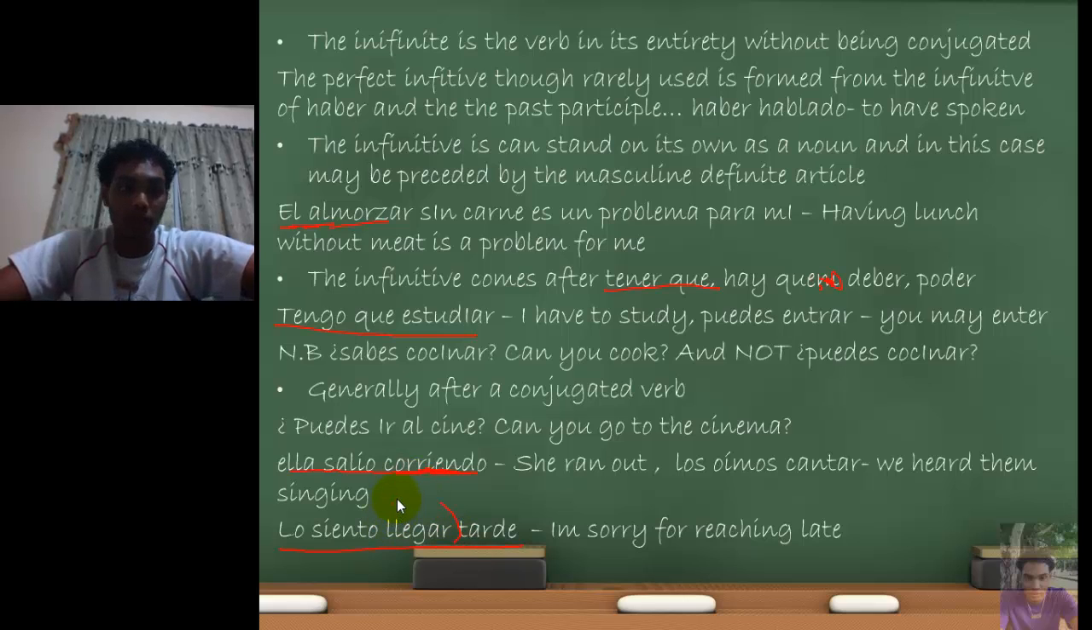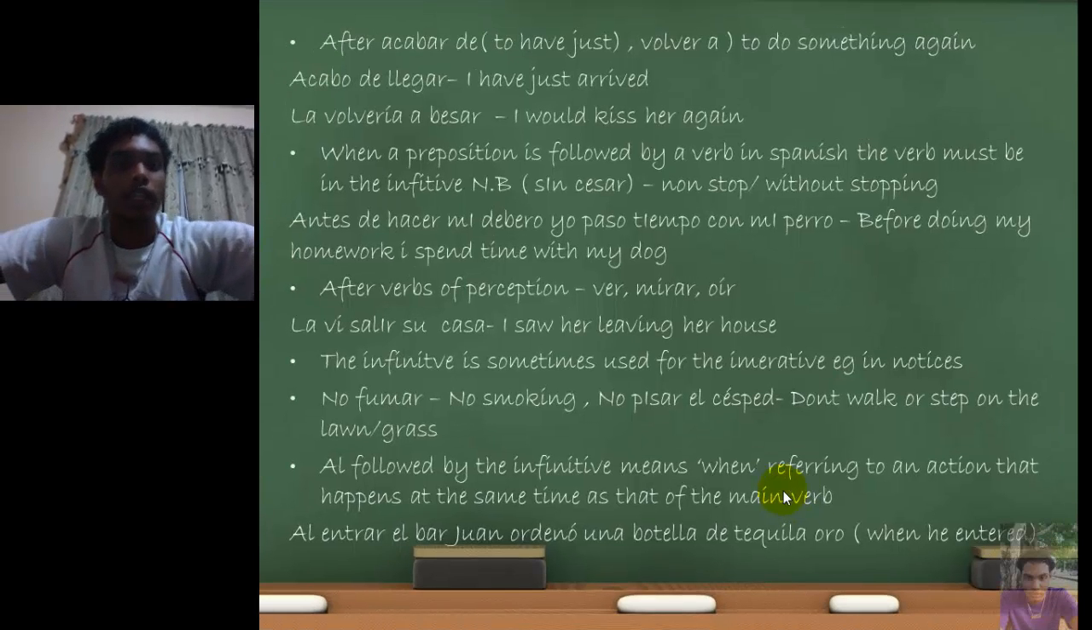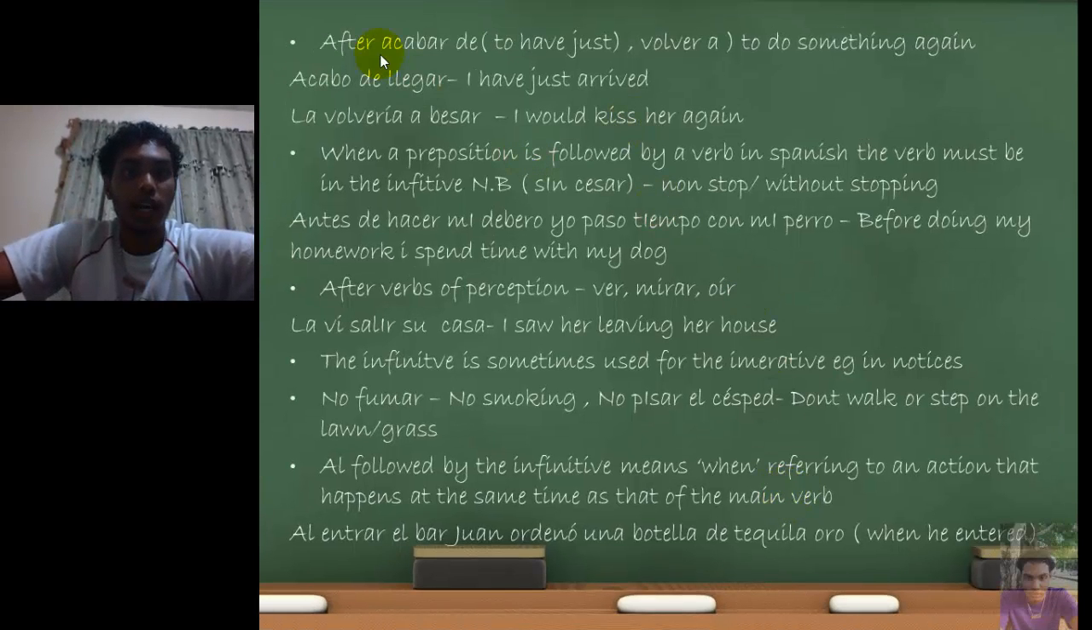Lo siento comer la comida. Lo siento anything, right? So, I'm sorry for. The for is understood, and obviously we use the infinitive, right? Okay, great. This is used after acabar de o volver a.